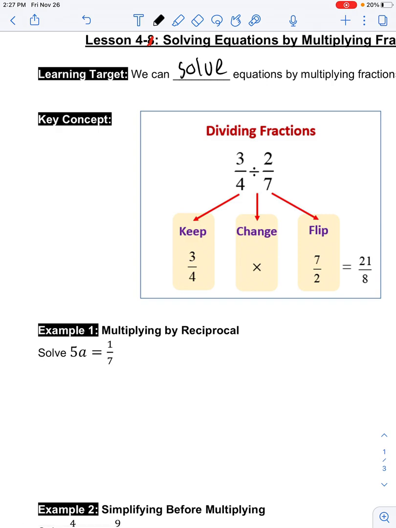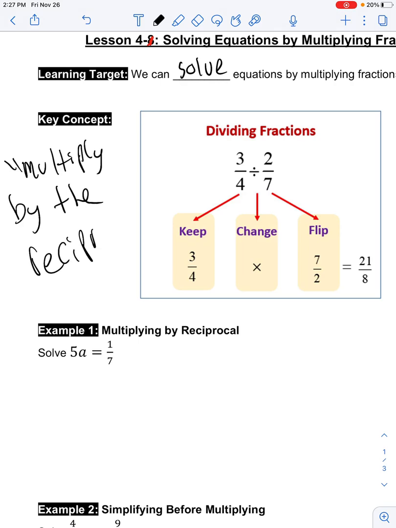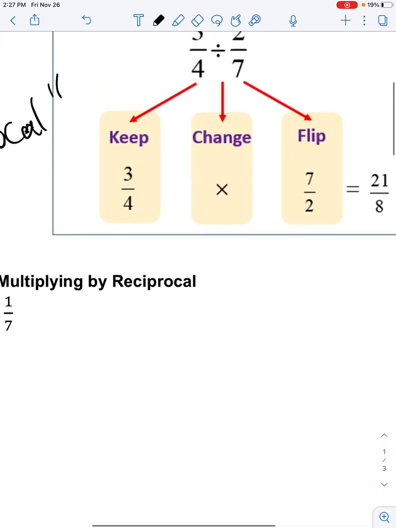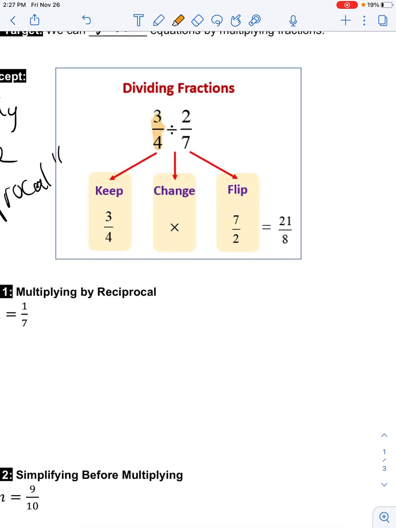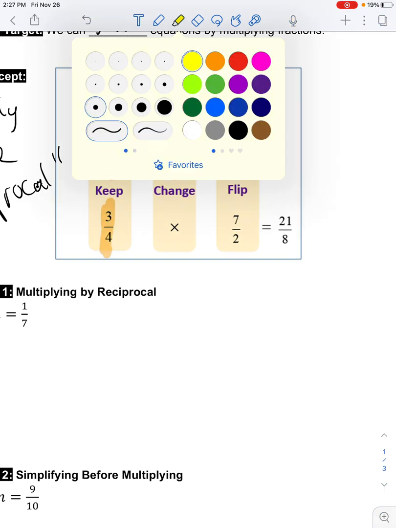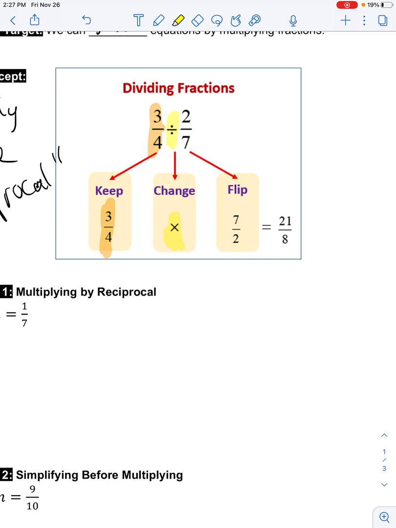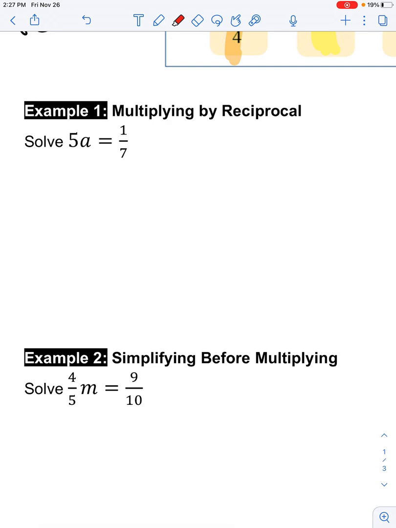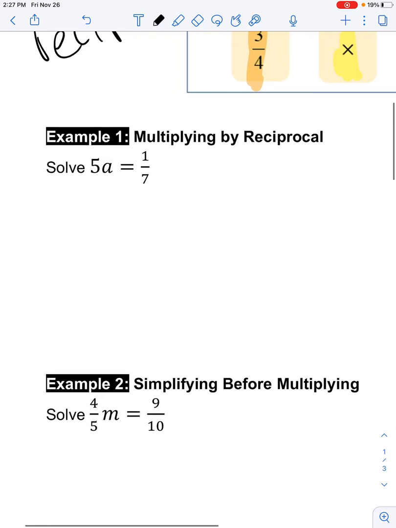So remember, when we're dividing fractions, our keyword is multiply by the reciprocal, which we can remember by saying keep, change, flip. So I'm going to keep this first number the same. I'm going to change my division sign to multiplication, and then I'm going to flip my numerator and my denominator. I know we've spent some time doing that already, but that was a quick review.